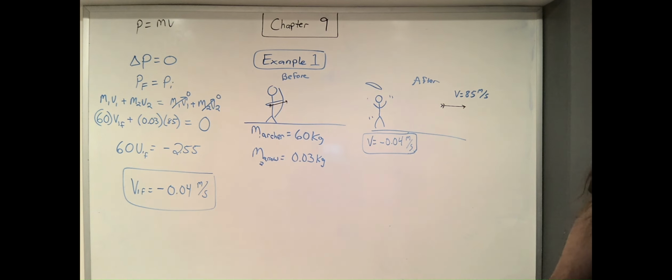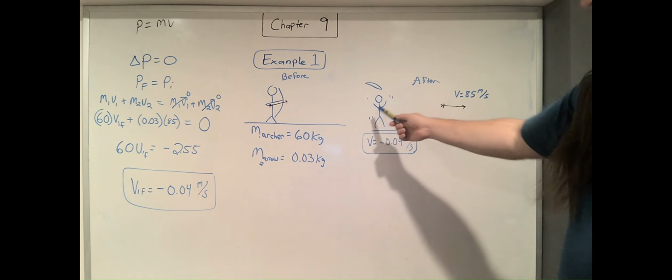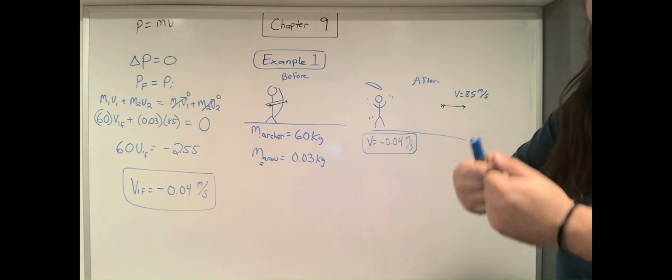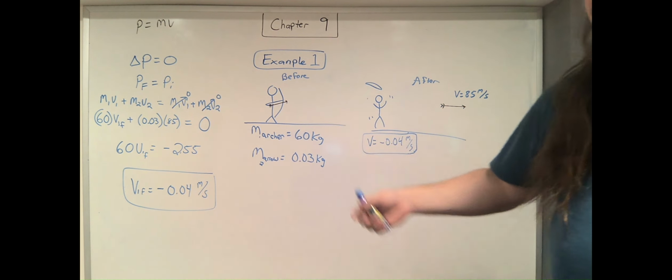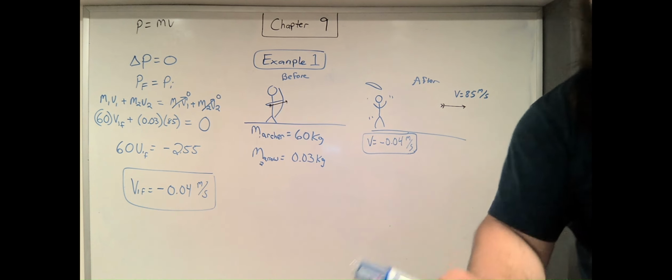Velocity 0.04 meters per second. All right, that is a type of collision. It's just the opposite. Normally, two objects come apart and they collide together. This is just the opposite. We have two objects that are together that got blown apart. Okay. All right, let's try another example.